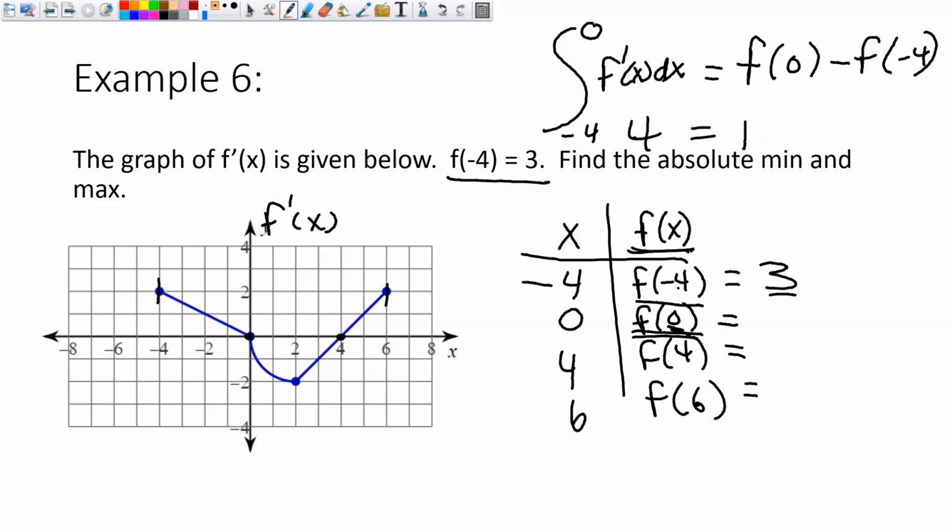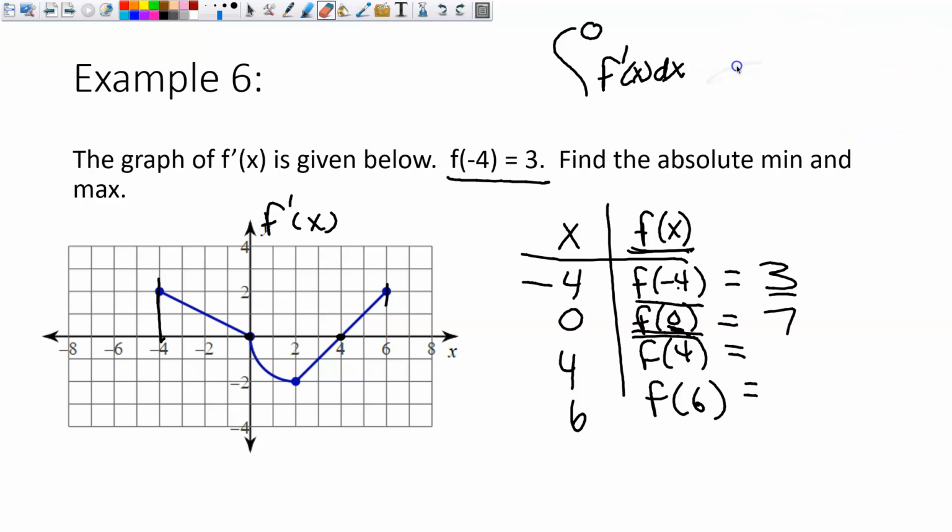4. So we're doing the area from -4 to 0. And that little triangle has an area of 4. And over here, I'm looking for f of 0, but I have f of negative 4. It's 3, right? So what's my answer going to be? 7. Okay. Let's do another one. Can I erase? Now I want to find f of 4. So, f of 4.